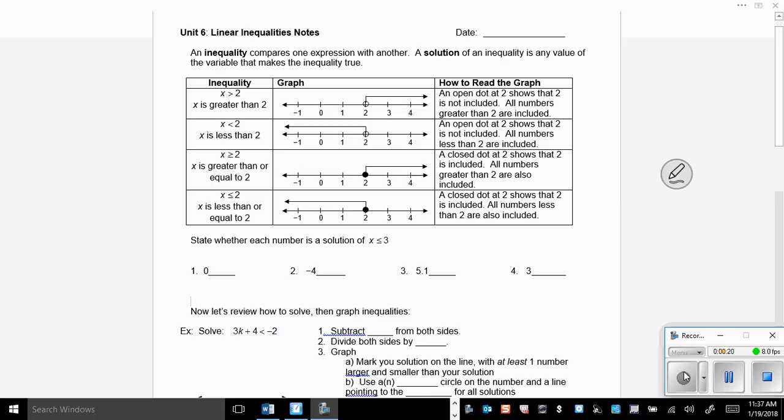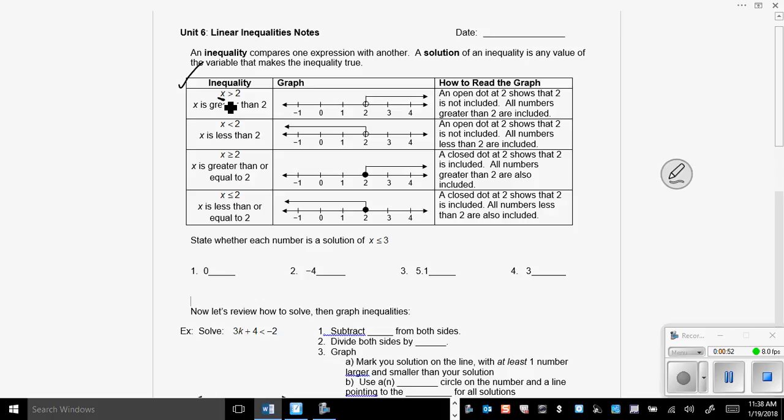Starting with the top left here, just an inequality. The difference between inequalities and equations is that inequalities have more than one answer. If it goes into infinity, it has an infinite amount of answers, which this one says, x, reading it, x is greater than 2. That means any number greater than 2 is an answer to the question.